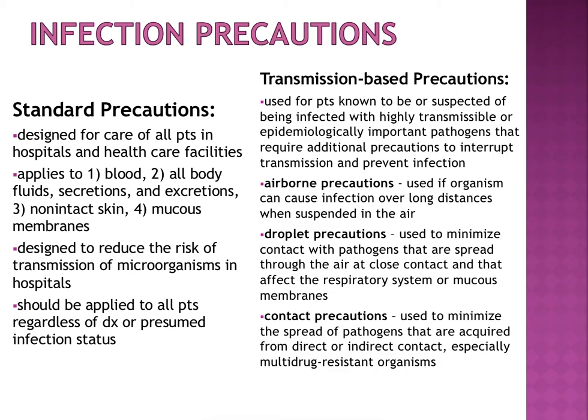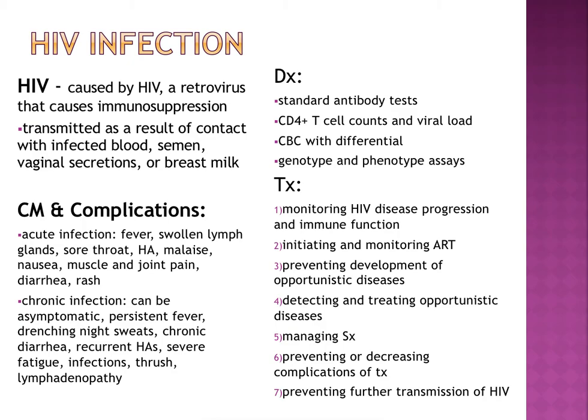And then the final slide on here. So HIV infection caused by HIV, a retrovirus, and it causes immunosuppression. It's transmitted as a result of blood, semen, vaginal secretions, or breast milk.